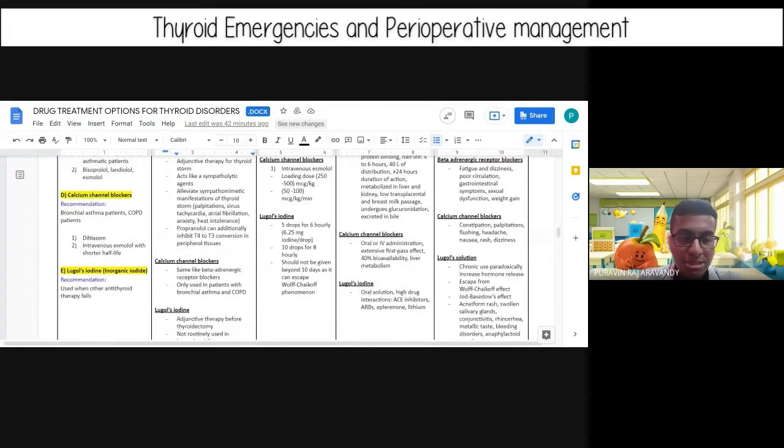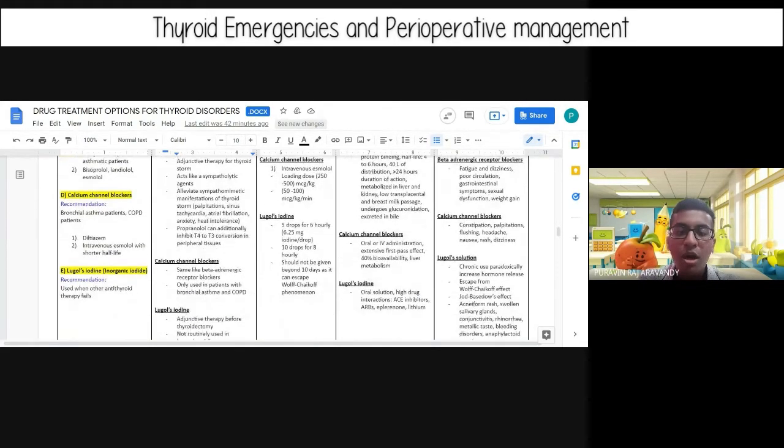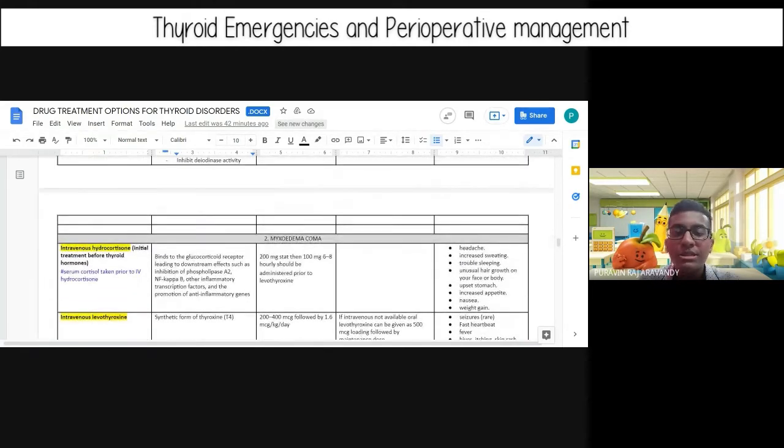So these are all the drugs that can be used for thyroid storm patients, together with their corresponding mechanisms of action, dosage regimens, pharmacokinetics, and adverse effects. So that's all from me. I would like to pass on to the next doctor friend.